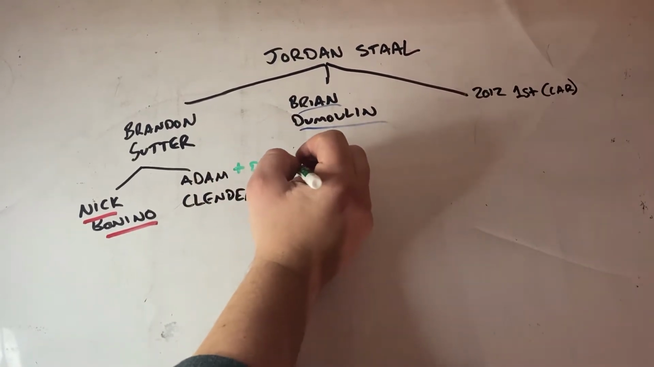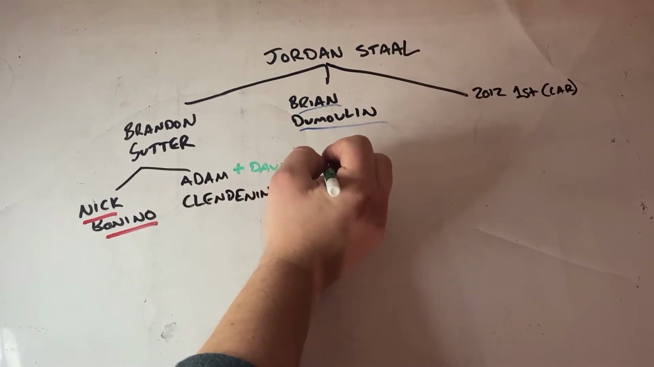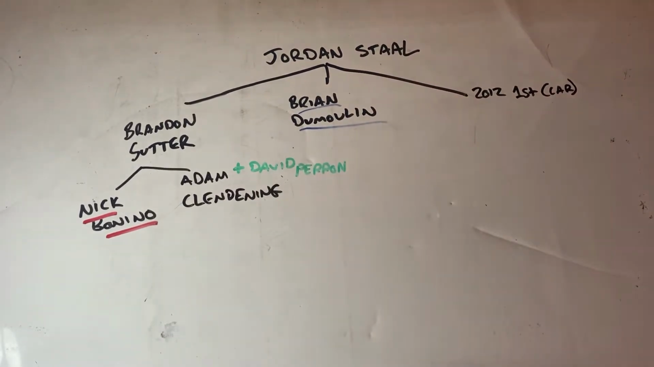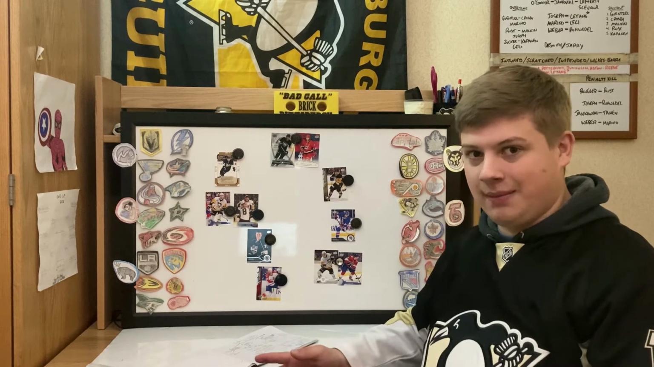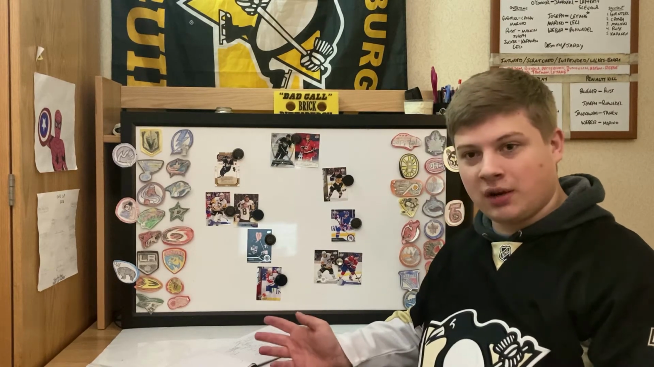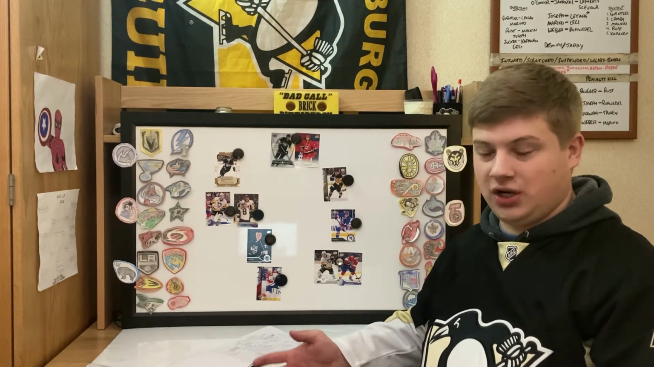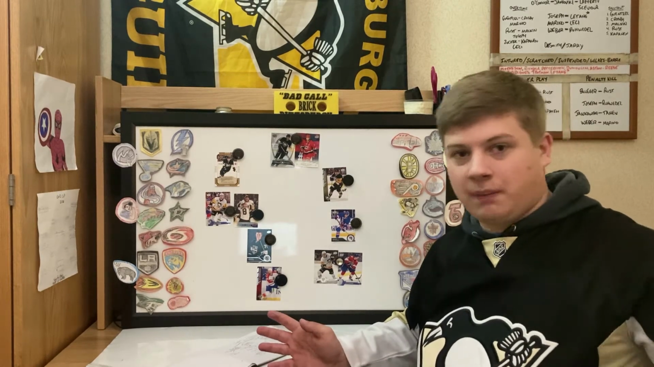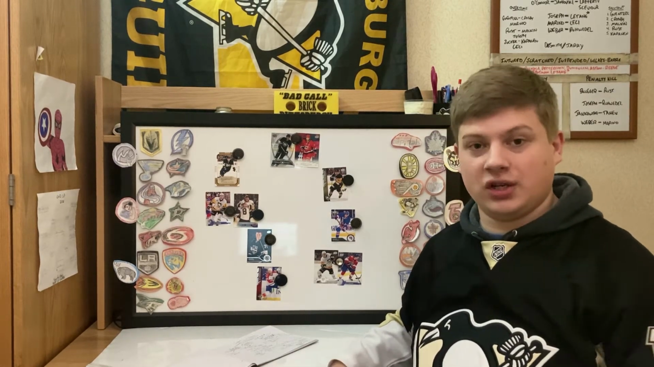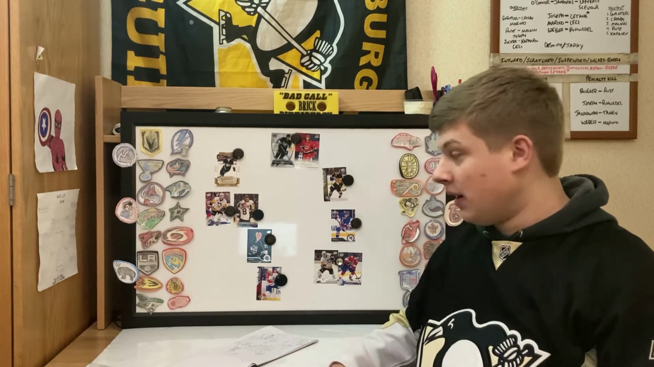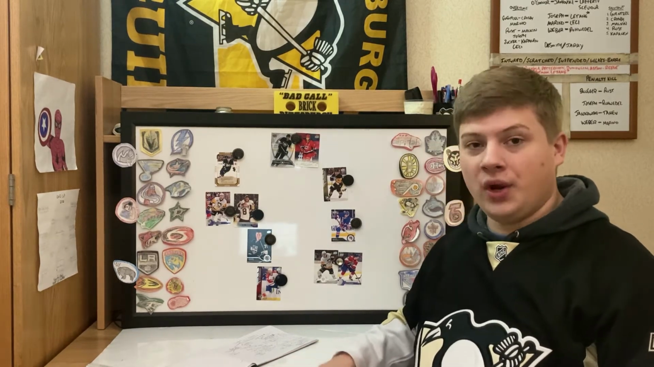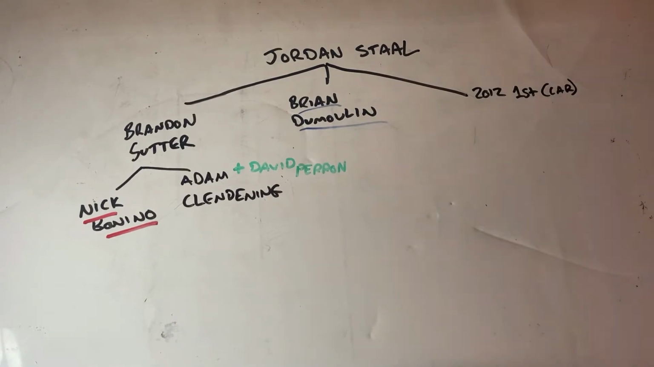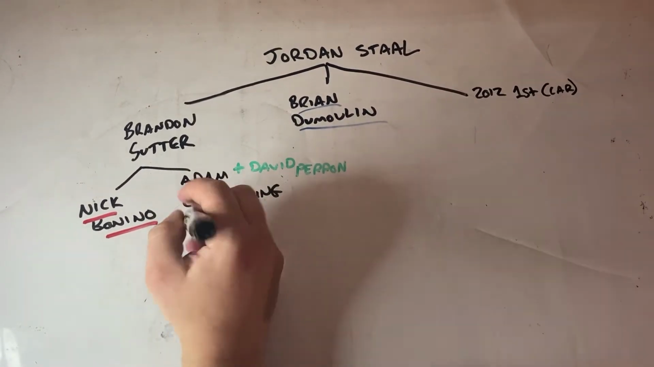Now, this is where we get into trade trees where David Perron is not part of this trade tree, but he is at the same time, because he obviously wasn't a player that the Penguins got from Jordan Staal's trade tree. He was a player that was acquired from a first-round pick and Rob Klinkhammer, which is not part of this trade tree. But he was still packaged with Adam Clendening, because you're not going to trade Adam Clendening straight up for this next player.